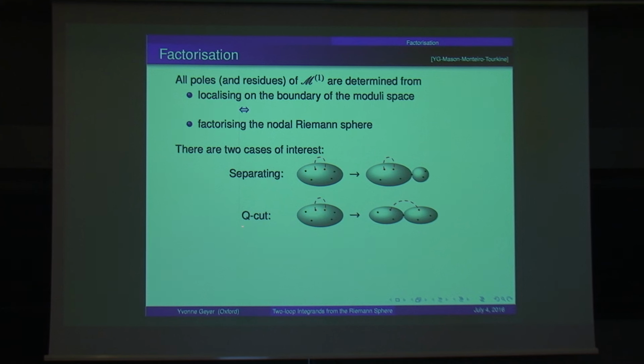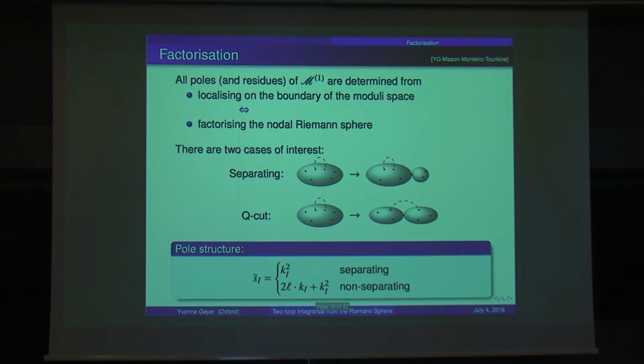There's something that is known as Q-cut degeneration worked out by the Copenhagen group, where this degenerates into something like this. They give you two different poles. Pole structure for the separating case, very nicely just the Ki squared. This is what you expect. But you see that for the Q-cut case, you actually get these linear poles in L, which are a typical feature of these shifted integrands that Ricardo introduced you to.